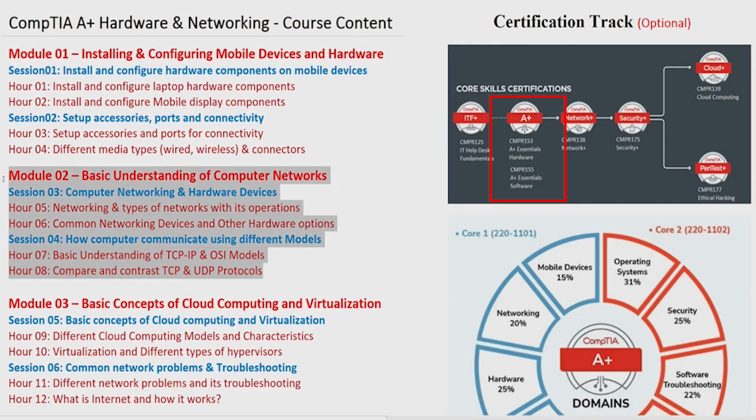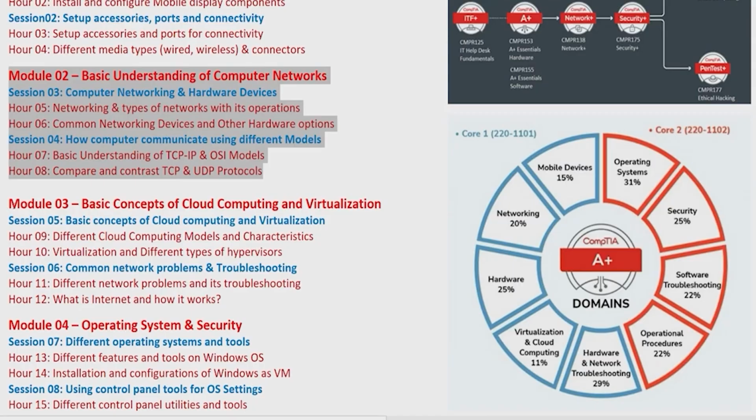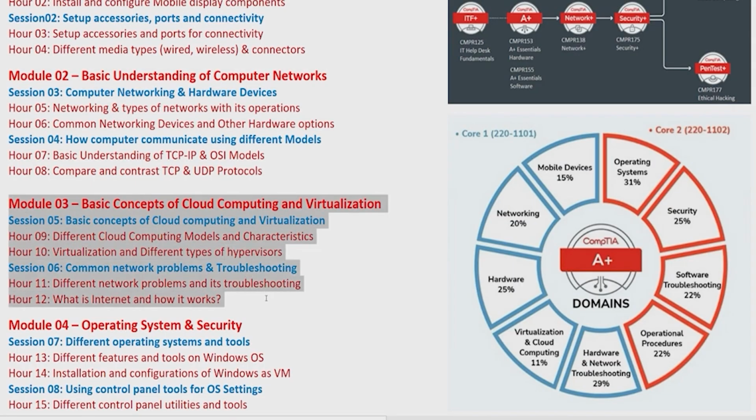So after understanding the networking hardware, networking devices, networking communication, and networking types, we will directly jump into the third module, which is related to cloud computing and virtualization. In cloud computing, we will be learning about different cloud computing models. Like before, we had to build our own data center. We had to put in our servers, we had to put in our electricity and all that in our building. Nowadays, this is not the case.